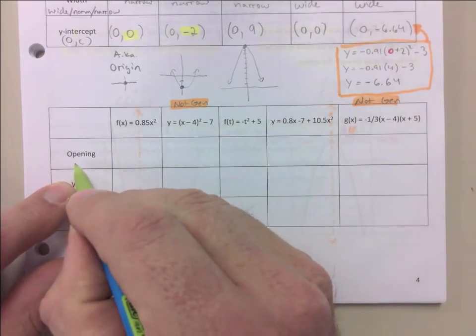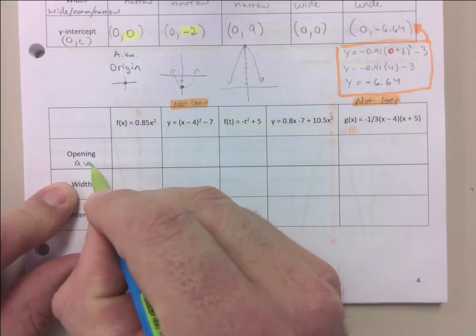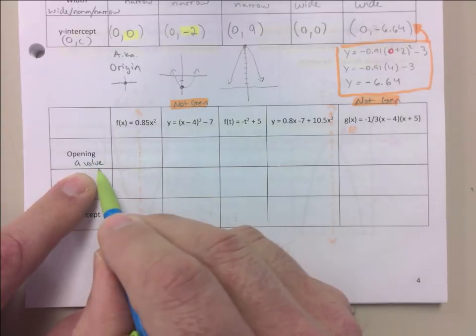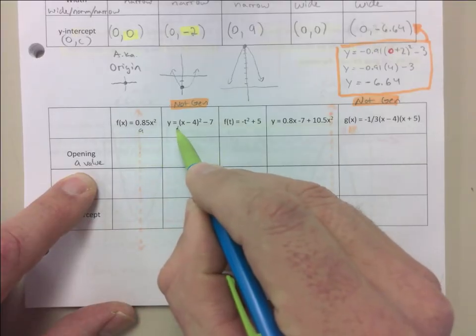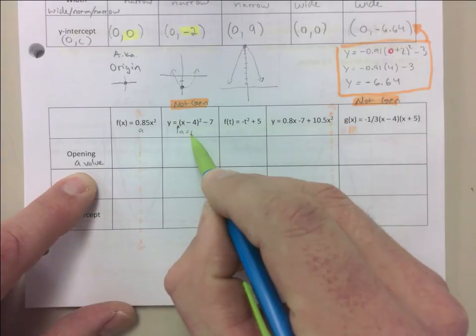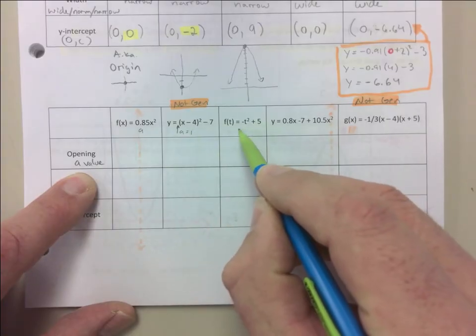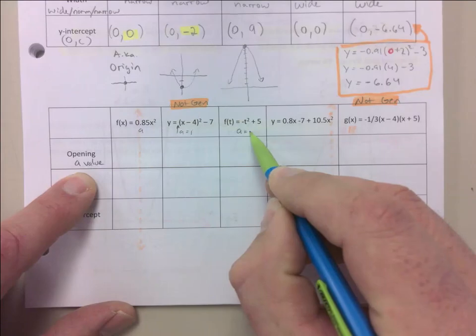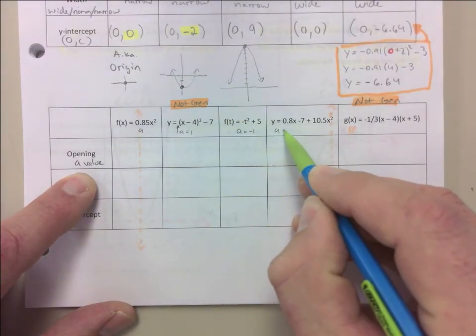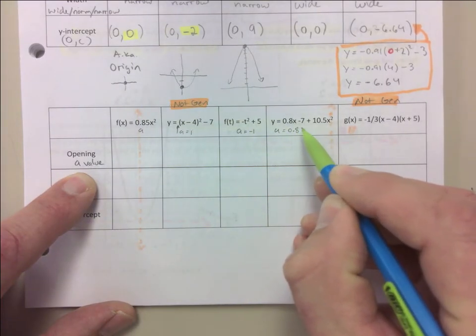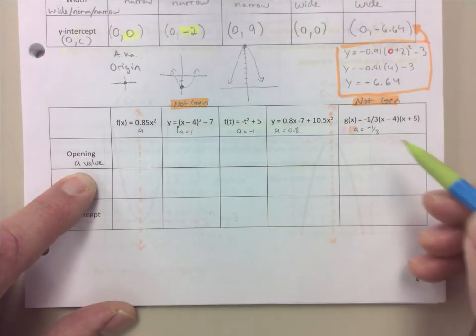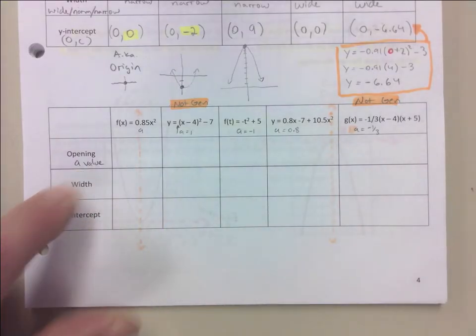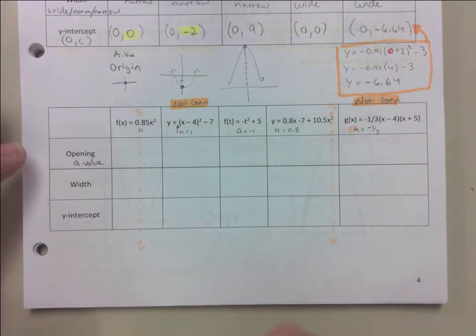So the opening, we're looking at the A value. Okay, A value. A is right there. A is right there. A is equal to 1. What is A equal to in this one? -1, yeah. A is equal to 0.8. Here, A is equal to -1/3. Okay, so every single time you should be able to read A off of it and just figure it out.